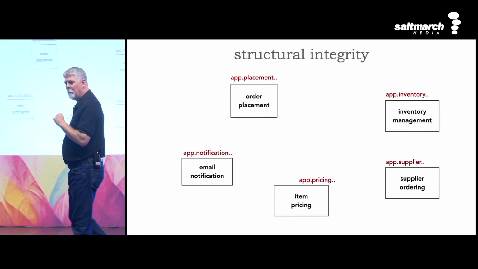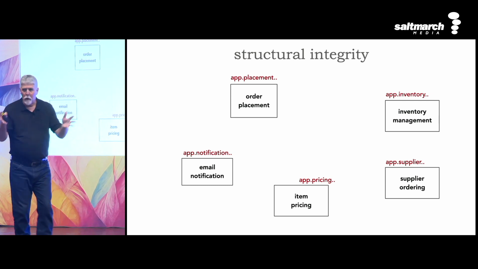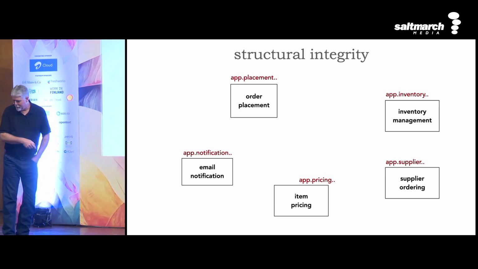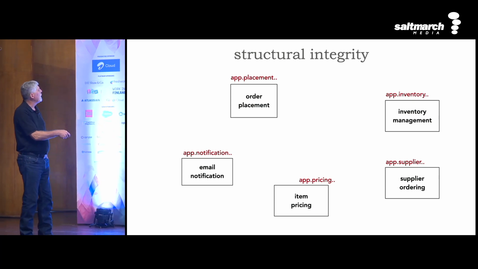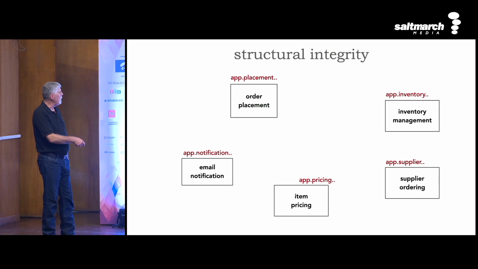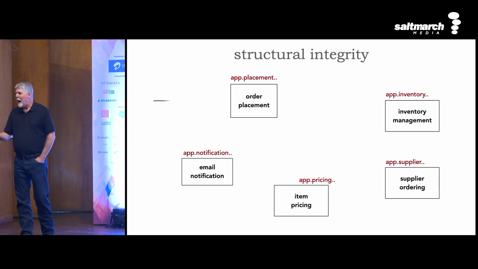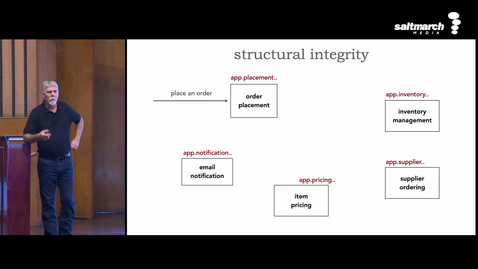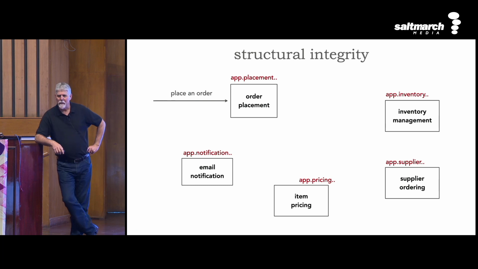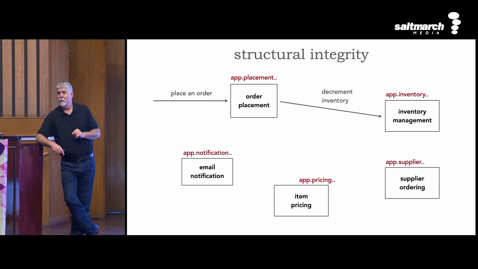So here's an example. These are all my components. I've got an order placement, and that's its namespace, app.placement, whatever. I've got inventory, supply ordering, email notification, and item pricing. Well, what happens when I place an order? Well, the order placement gets that. Now, I have to decrement the inventory. Is it my responsibility to decrement the inventory? No. So what do? I tell inventory management to do so.